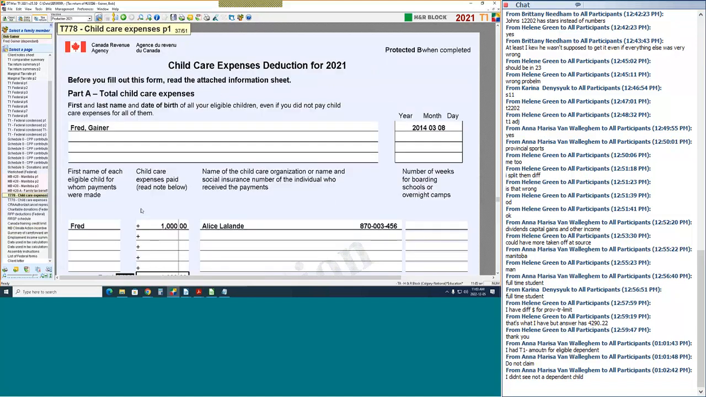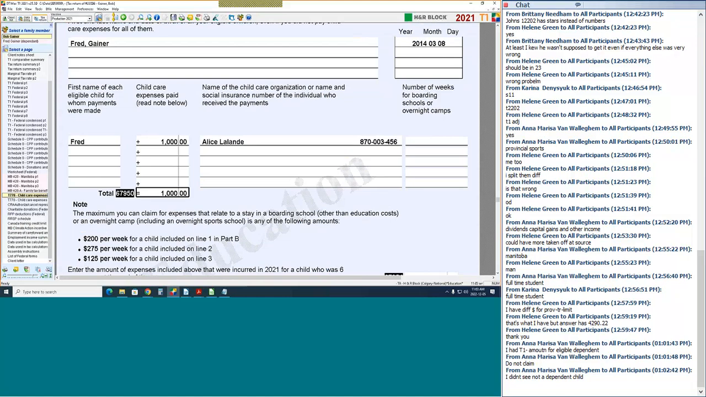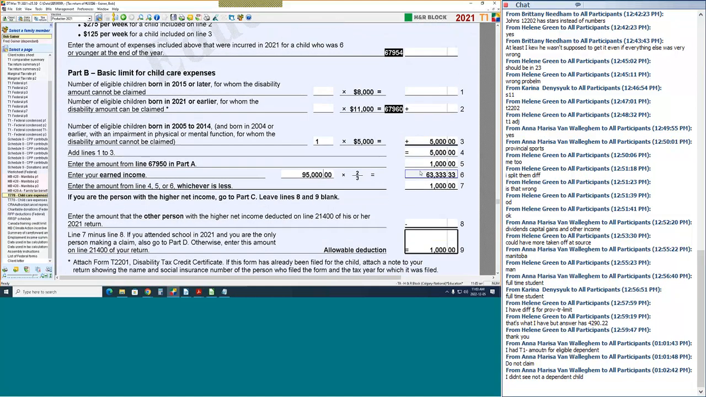But you are going to get child care expenses. You must have the SIN number. If the SIN number is not there, they will not allow the child care expenses. When it's a babysitter, you have to have a SIN number, and it should be nice and straightforward.